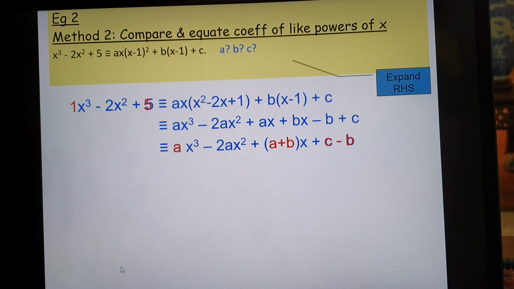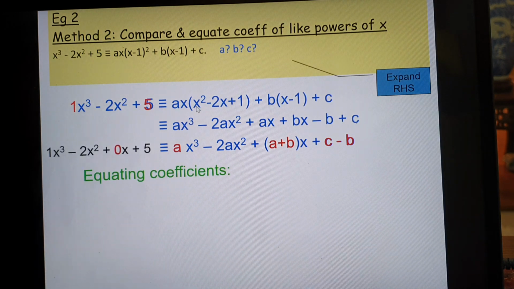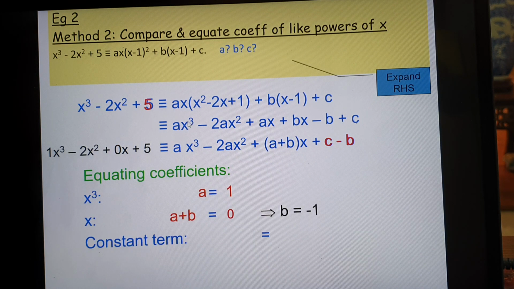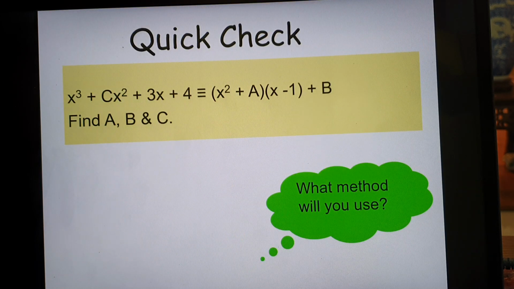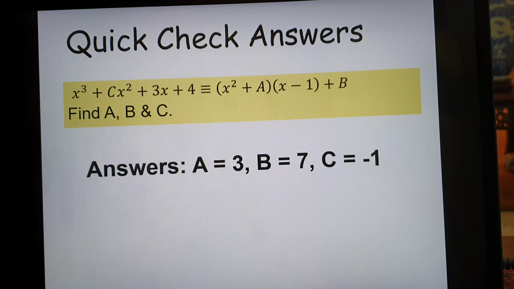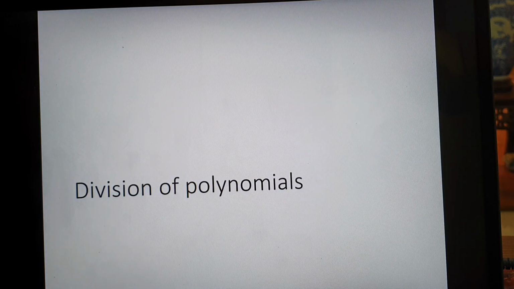But as I mentioned, sometimes you may be forced to use the compare coefficient method. So you need to know both methods. It's just that you have to be very careful with your algebraic manipulation. Then you just equate the coefficients, and sometimes you have to solve them simultaneously. Now this quick check you can just try. You can pause the video and try, and then you can check the answer.